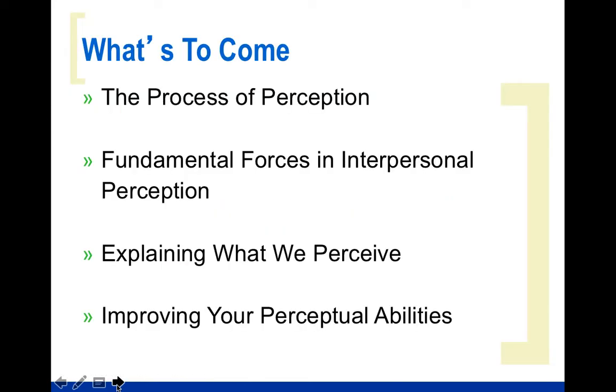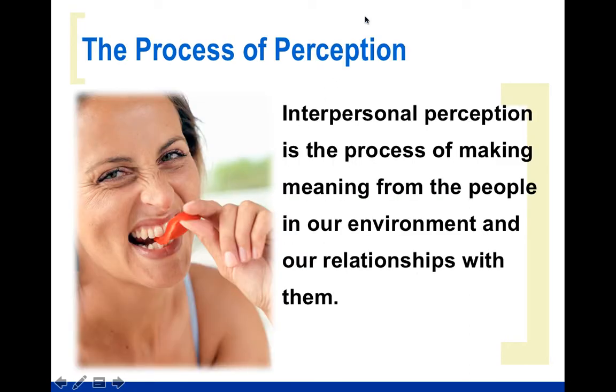So what we're going to look at is the process of perception, some fundamental forces in interpersonal perception, explaining what we perceive, and then we're going to talk a little bit about how you can improve your perceptual abilities. So to start things off, the process of perception: interpersonal perception is the process of making meaning from the people in our environment and our relationships with them. So that's our definition of interpersonal perception.